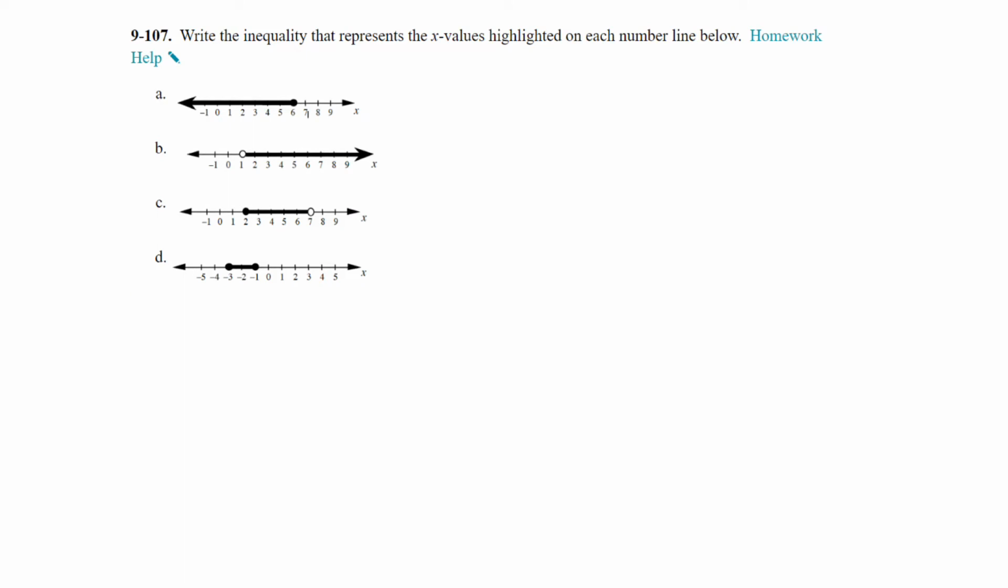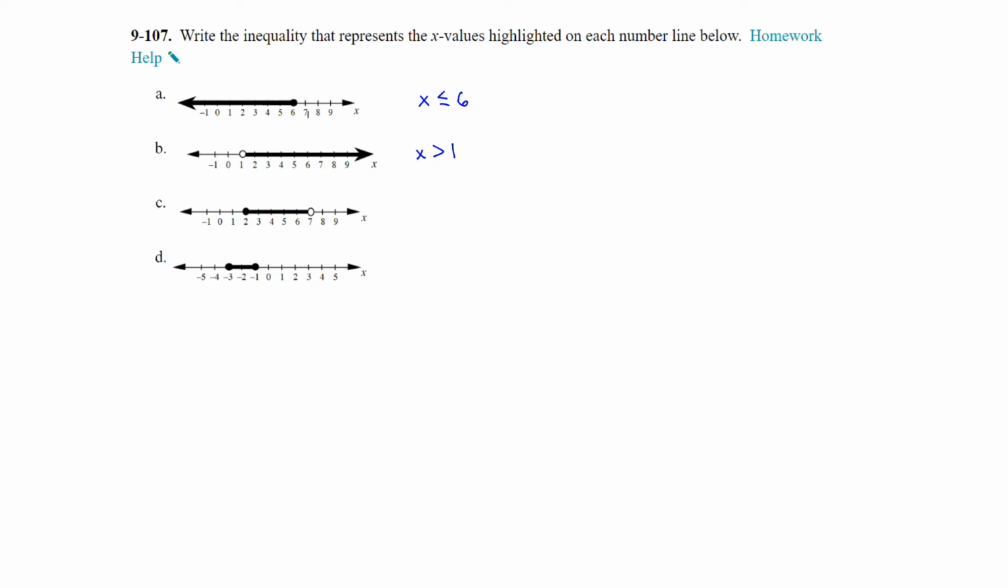Question 107. Write the inequality that represents the x values highlighted on each number line below. So on part A, we can see that the 6 is closed, and it's going to the left, so we'd want all values of x that are less than or equal to 6. For B, it's open at 1 and going to the right, so we'd want all values of x that are greater than 1.